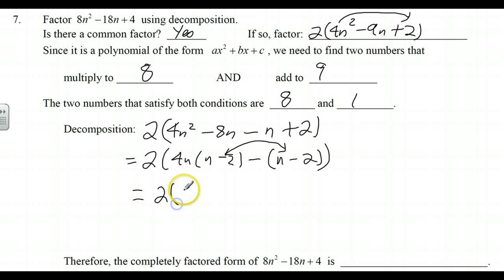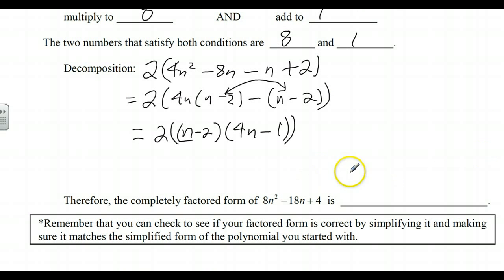So it's equal to 2, n minus 2, and 4n minus, right? And there's nothing here, but that's a 1. So there's not nothing there. There's a 1 there. And when I write this out in completely factored form, I'm going to go 2, 4n minus 1, just because I like my bigger number term here, and then n minus 2.